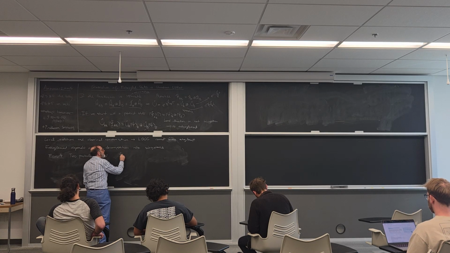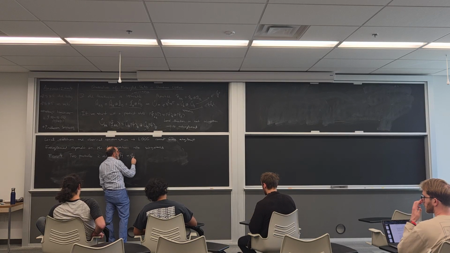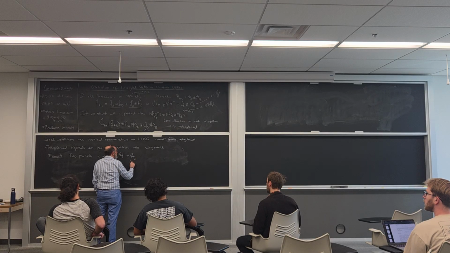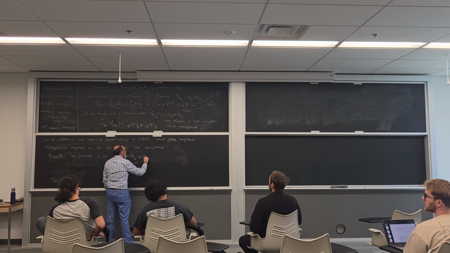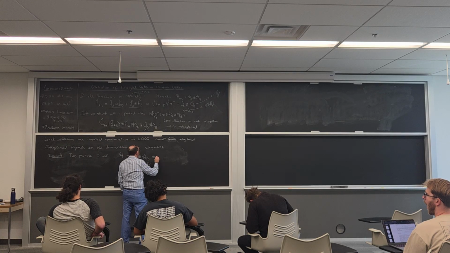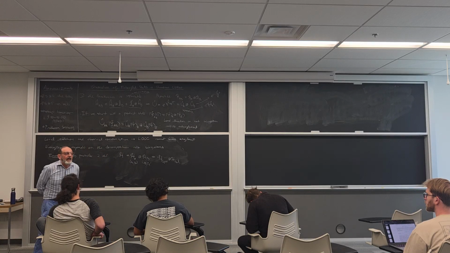I can think about the total Hilbert space as being decomposed into the Hilbert space associated with the position and momentum of particle A and the position and momentum of particle B. But this Hilbert space can equivalently be decomposed into the Hilbert space associated with the center of mass and relative motion of the two particles.